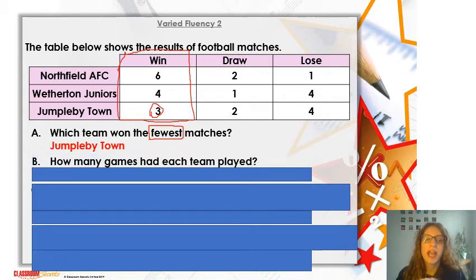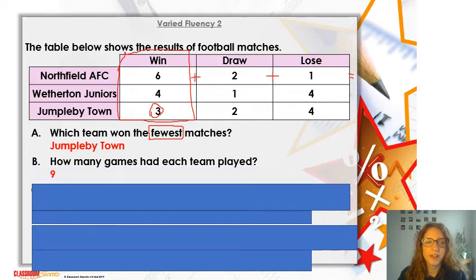Okay, next question. How many games had each team played? Okay, so you're going to need to go across each column and work out their totals. So you do 6, add 2, add 1, give you your total. All right, so think of it as an addition. So we're going to add across each column and do the same for all 3. So pause, give it a go, see if you get the right answer. Okay, so they all played the same amount of games and they all played 9.